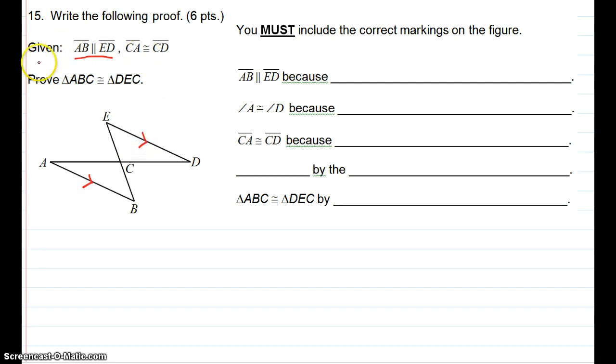And so what I also like to do when I'm doing the markings is, since it says AB is parallel to ED, and it's given anywhere over here, I see that, I want to go ahead and write the word given.